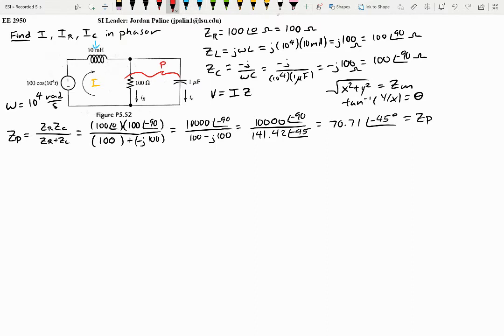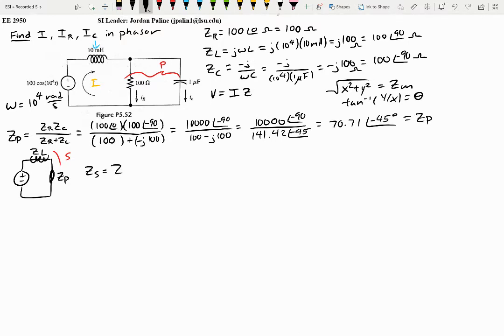Once I combine those, I'll draw a quick little diagram over here. I'll just call that Z parallel, and this is still Z of L right there. So now these two will be in series. So Z of series will be, we want to add ZL. This is an L, not a C.